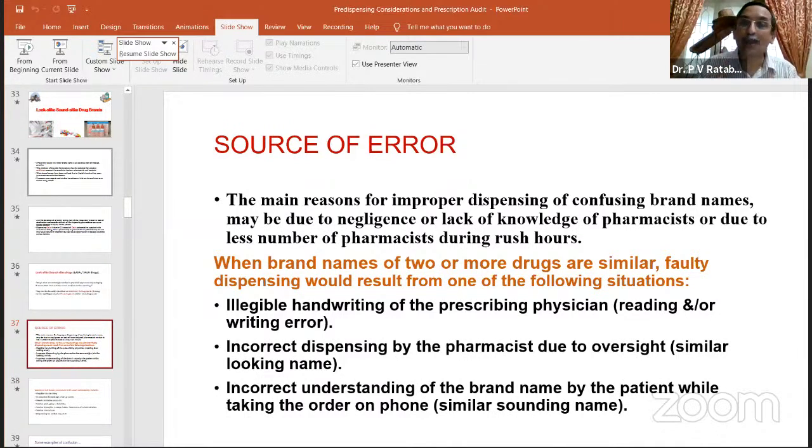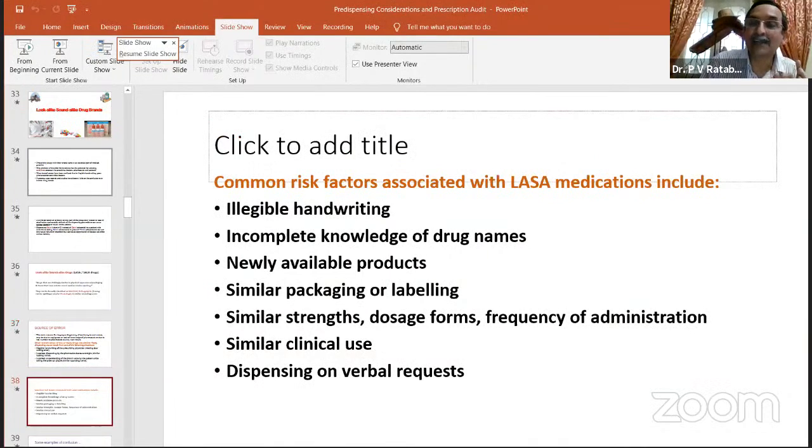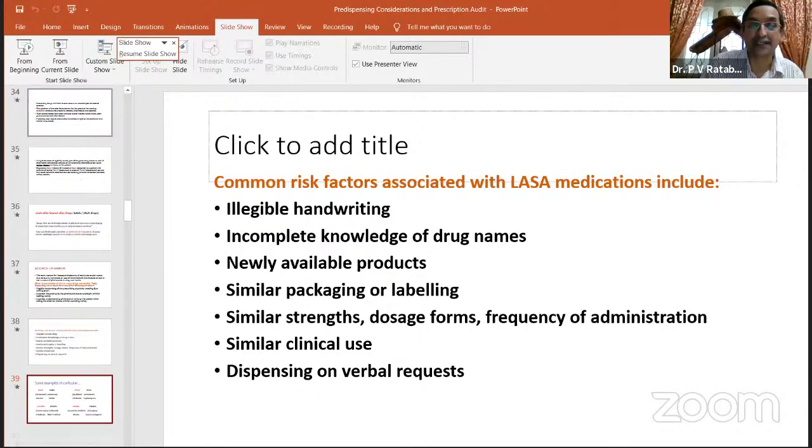When brand names of 2 or more drugs are similar, faulty dispensing would result from one of the following situations: either illegible handwriting, or incorrect dispensing due to oversight, or incorrect understanding of the brand name by the patient while taking the order on phone. If the order is taken on phone, he will understand differently, and when he tells you the name, it will be a third name with a similar sound. So these are the areas where errors can occur. These are the common risk factors associated with look-alike, sound-alike medications: illegible handwriting, incomplete knowledge of drug names, newly available products, similar packaging or labeling, similar strengths, similar use, and dispensing on verbal requests.